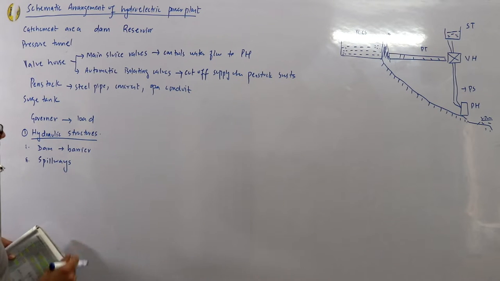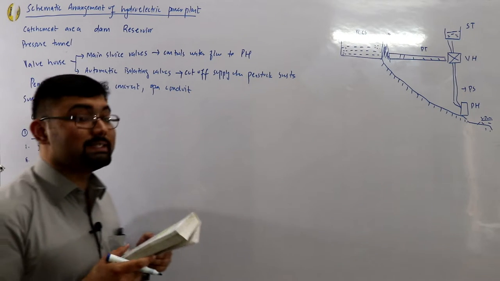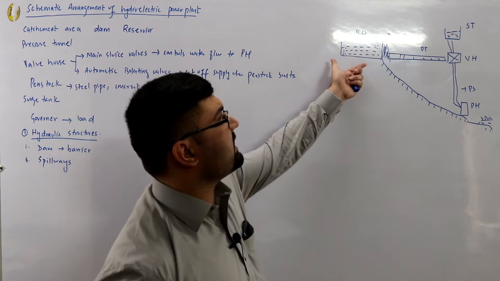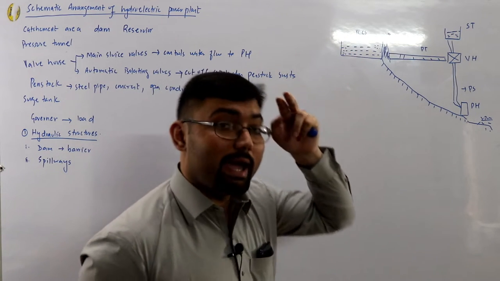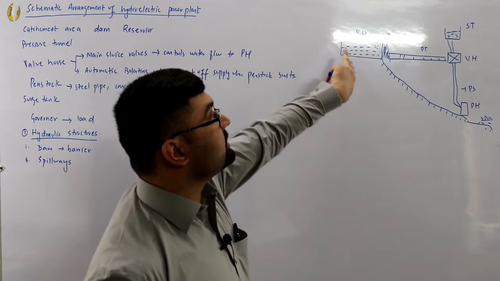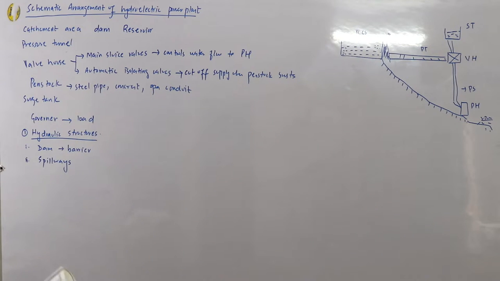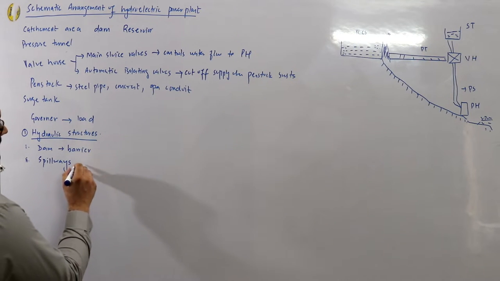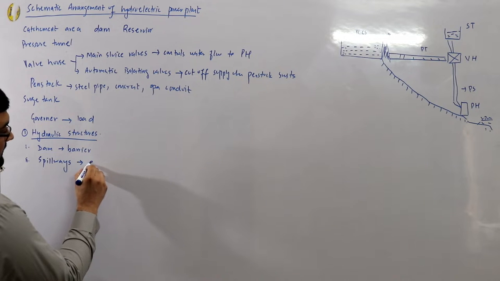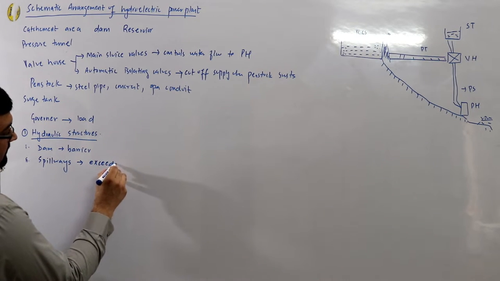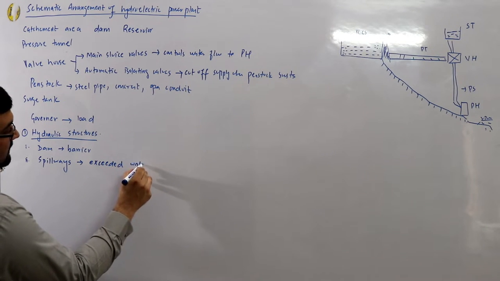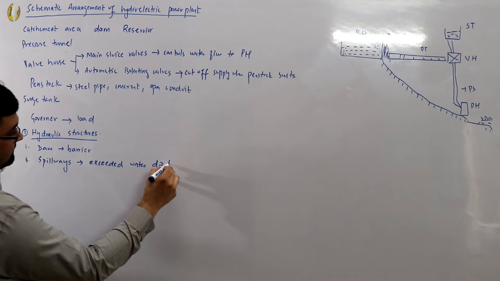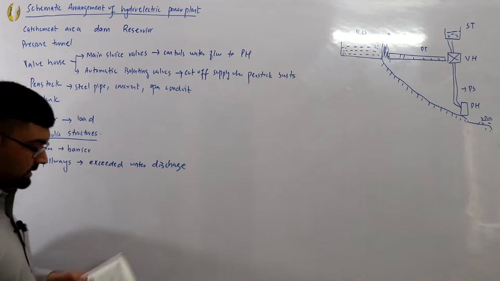So spillways are what? When the water flow exceeds the storage capacity. So over here, when the storage capacity has exceeded the normal, you discharge it. You discharge it through what? Through the spillways. Exceeded water discharge, I would write. I would read from the book.